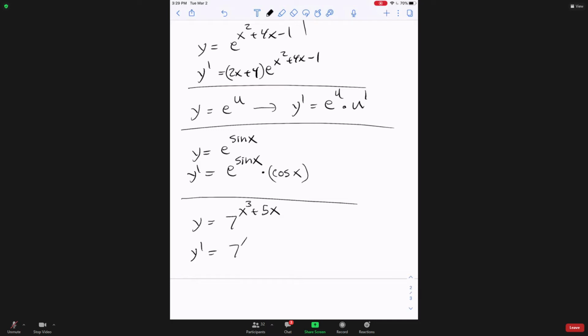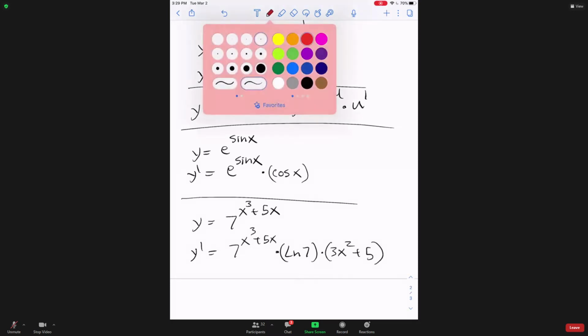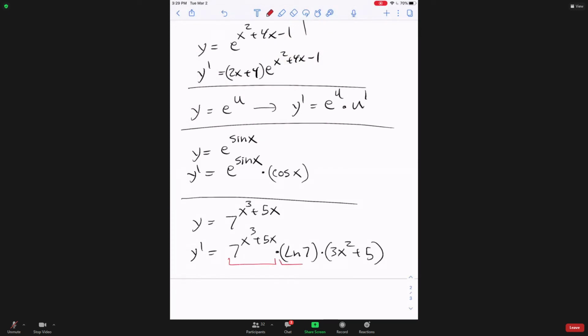So the derivative is going to be itself, but you're going to have times the ln of 7 as well because it's not an e. Now you've got to use the chain rule. What's the derivative of u? The derivative of x to the third plus 5x is 3x squared plus 5. Now, what order do I need to write these? It doesn't matter. You've got 3 items here. This guy times this guy times this guy. Any order you put those 3 things, it doesn't matter. Just make sure you put the parentheses around each one like I did.